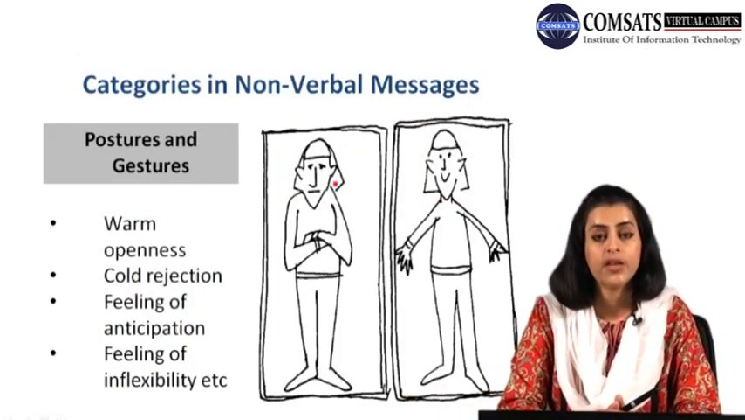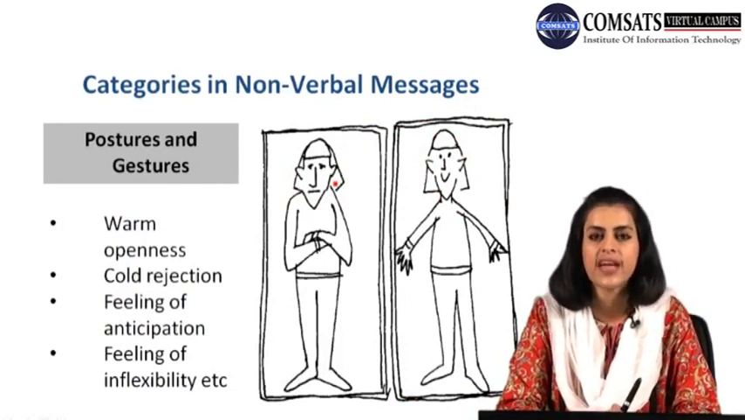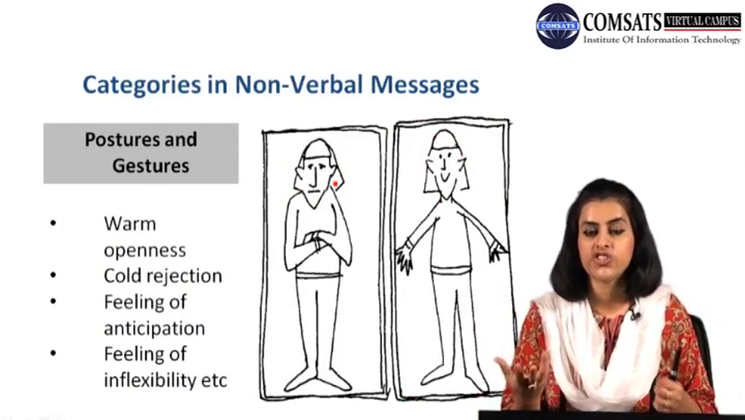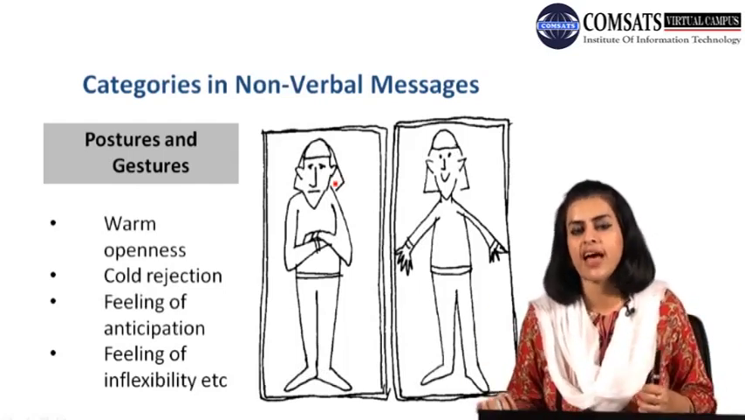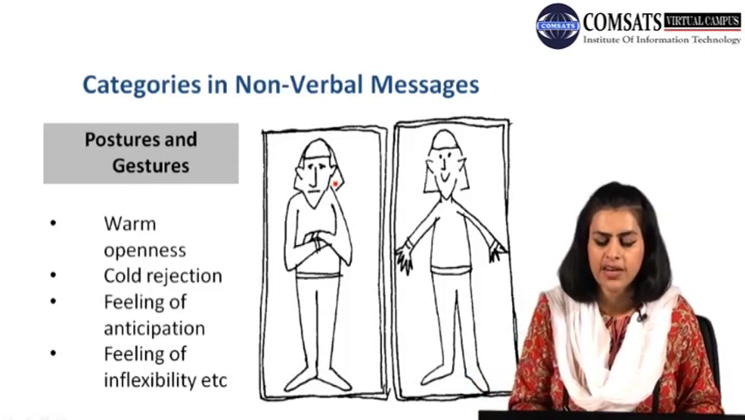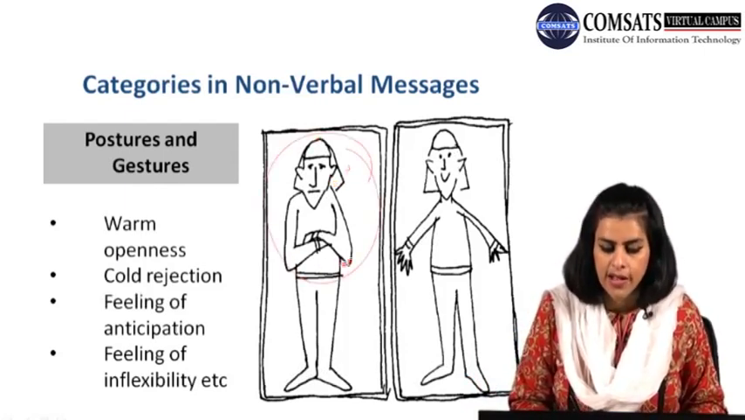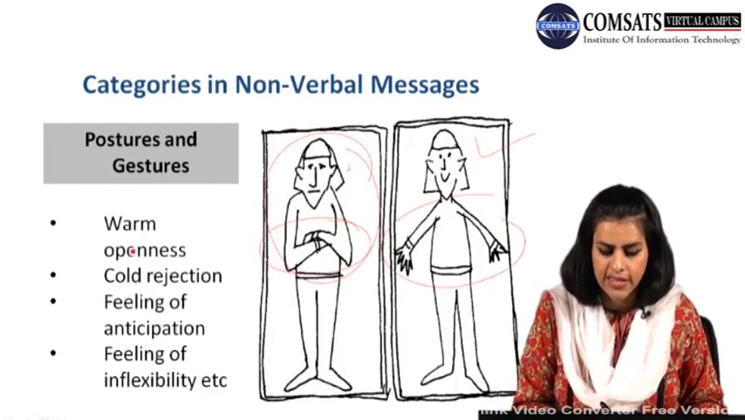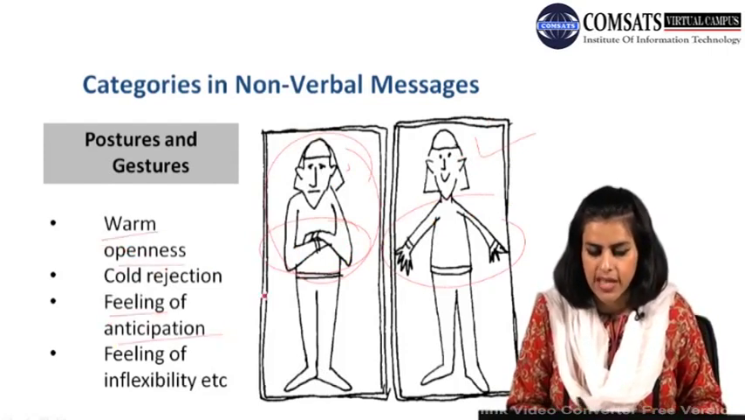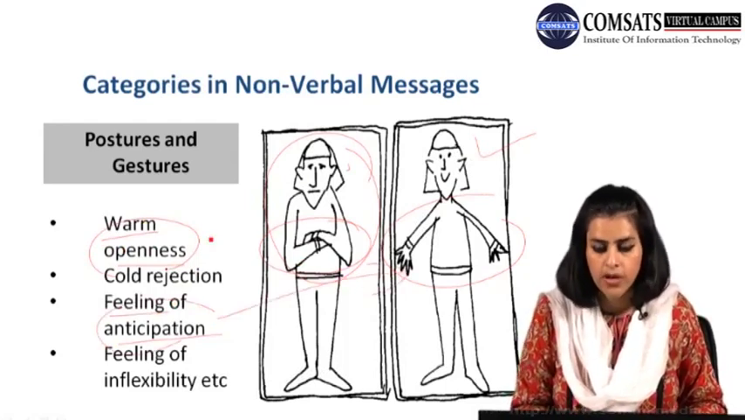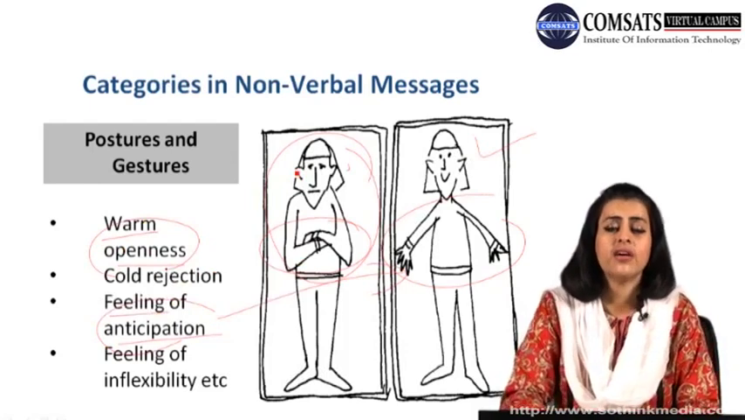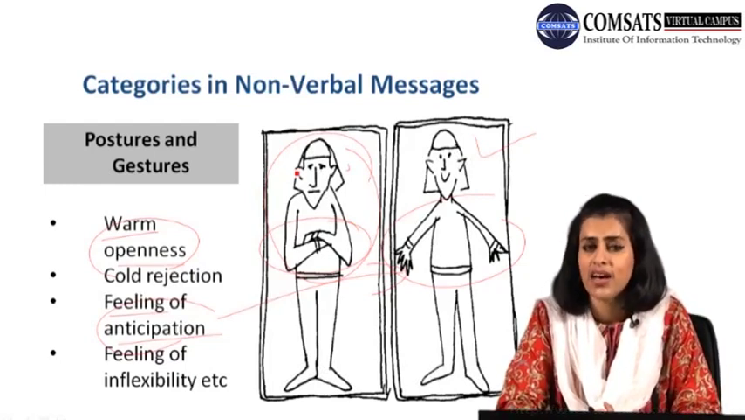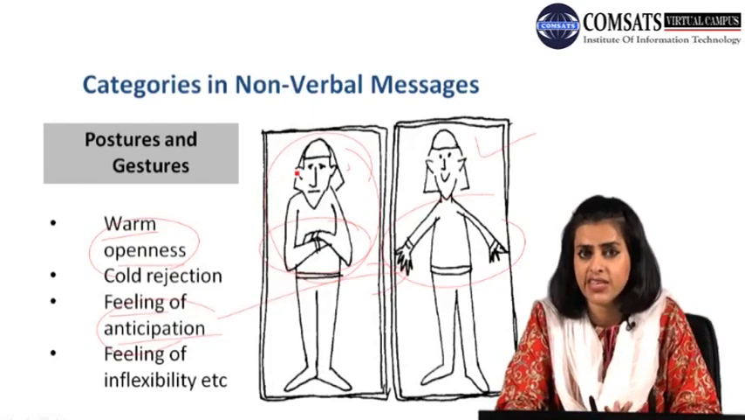Now moving on to the next category in non-verbal messages, that is posture and gestures. The way you stand and the way you move your legs and your hands. This is what you call gestures and postures. Your poise, the way you are standing or the way you are sitting. Now if you see these two figures, the first one has closed arms and the other one has open arms. This one looks warm and open, and the feeling of anticipation is coming from this person. And if you look at this one, the one who has his arms closed, he shows cold rejection, and there is a feeling of inflexibility coming from the posture or gesture that the second person is giving.